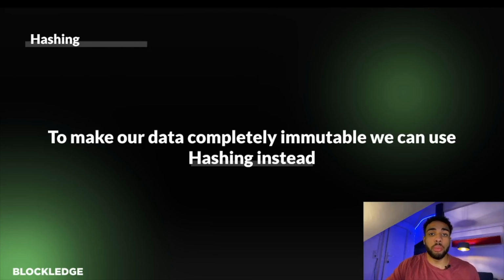Instead of using encryption, we can use hashing to make our data completely immutable. Hashing is basically encryption on steroids.